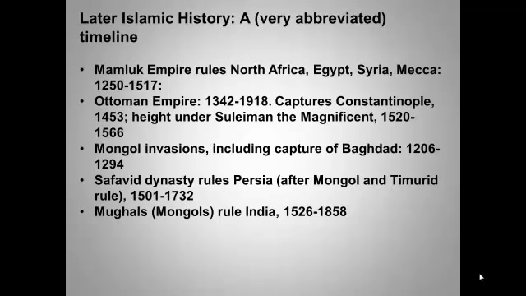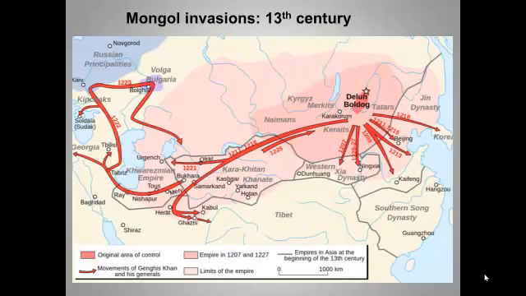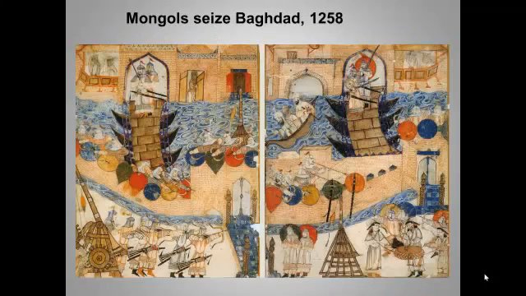Now we move further east to look at later flourishing of Islamic art in Persia, now Iran, and the Indian subcontinent. In the 13th century, the Mongols, under the leadership of Genghis Khan, swept out of their bleak mountain home and conquered huge swaths of Eurasia. I should say mountain plain.